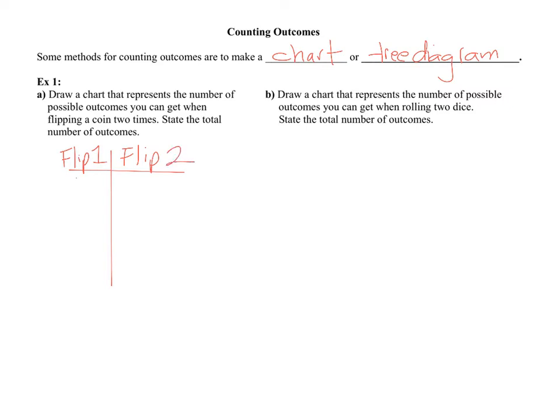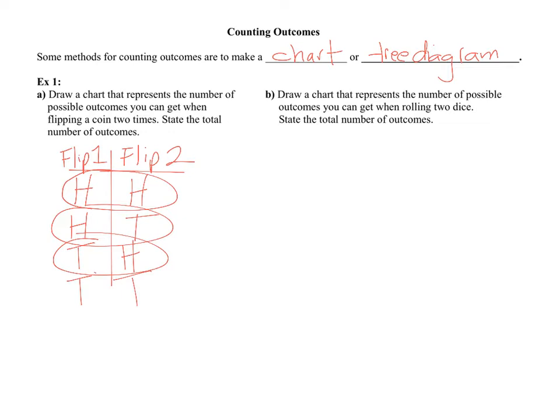I could get a head, and then a head. I could get a head, then a tail. Or I could get a tail, then a head. Or I could get a tail, then a tail. So, what are all the possible outcomes? This is one outcome, 2 heads. Another outcome is getting a head, then a tail, or a tail, then a head, or a tail and a tail. So there are 1, 2, 3, 4 possible outcomes when flipping 2 coins.